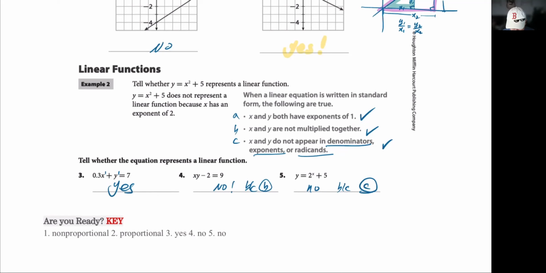For number 5, right here, the answer is no because of C. X and Y do not appear in the denominator, exponents or radicands. In this case, x is appearing as one of the exponents. Okay, guys? All right, and this is the warm-up that you should do.